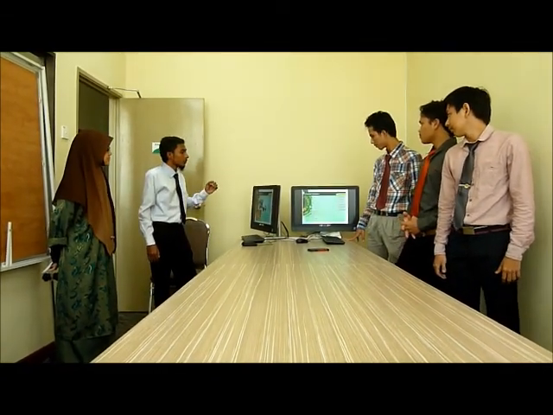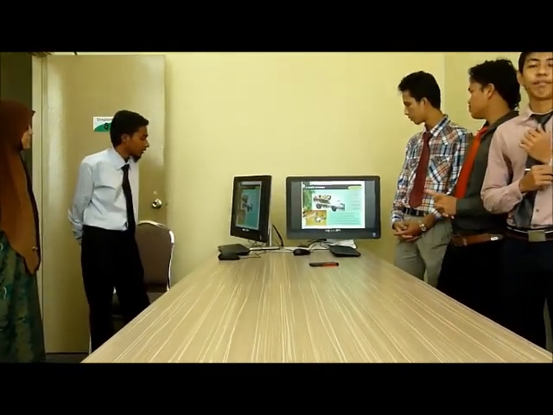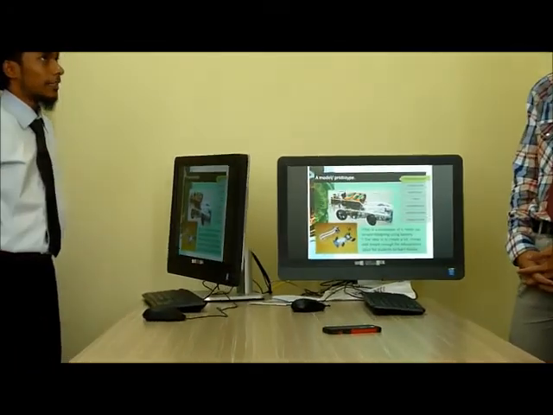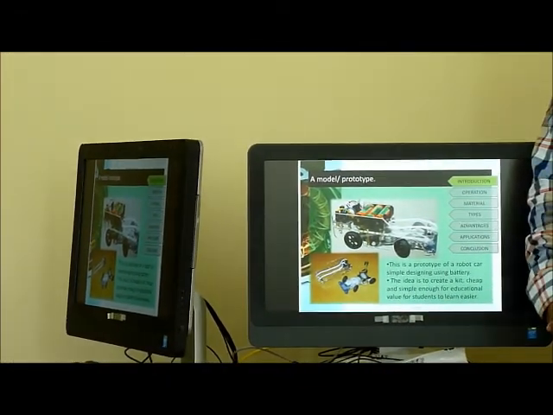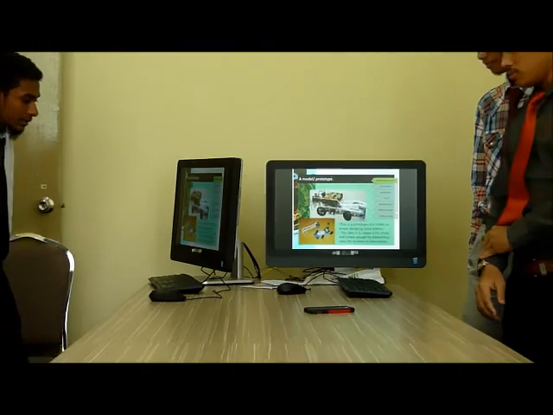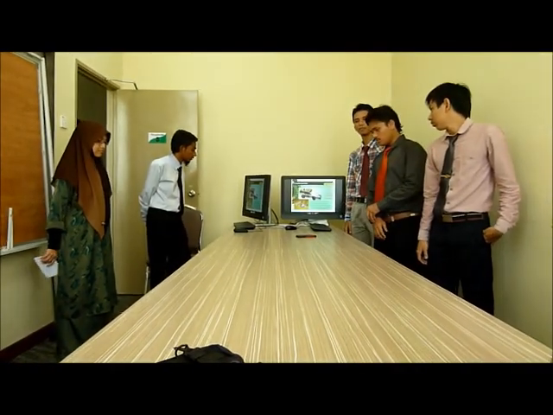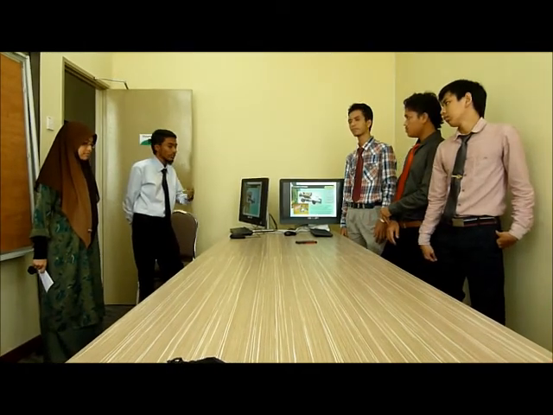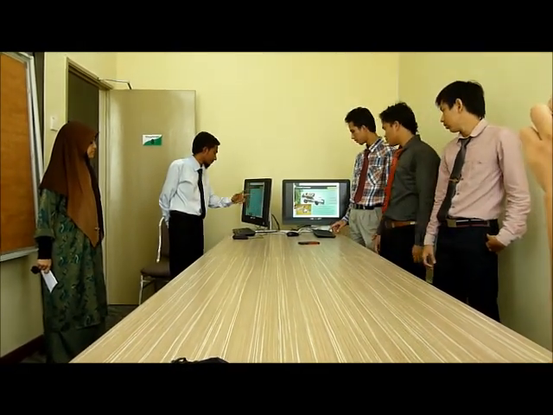This is our model prototype. This is a prototype of a robot car. This prototype is a simple design using a battery only. The idea is to create a kit that is cheap and simple enough for education, for students to learn easily using this prototype.